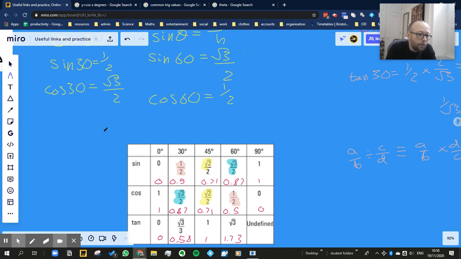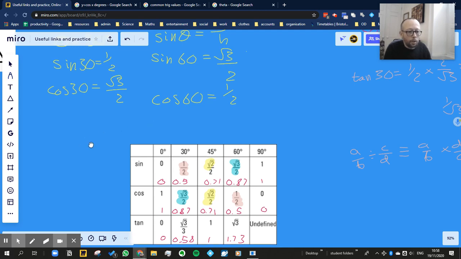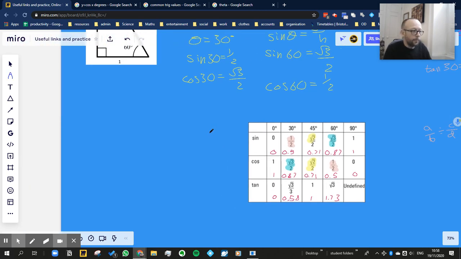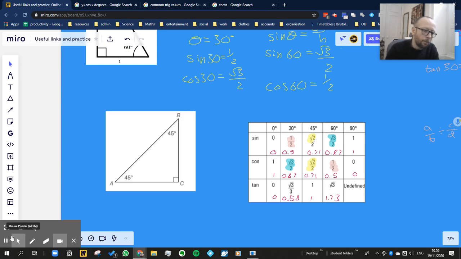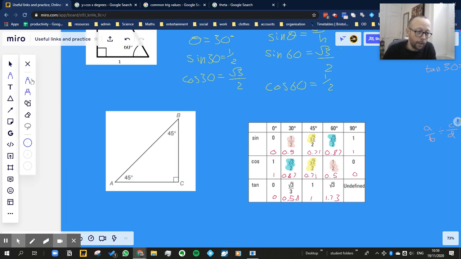Now let's have a look for the values for a 45 degree triangle then. So this one's a little bit simpler to do because you don't have to do that first step with the equilateral triangle. So let's just start off with a 45 degree triangle. Okay, so we've got a 45 degree triangle here. Now, a 45 degree triangle is going to have two 45s either side of it. That might give some of you a glimpse as to how I'm going to do the next bit.